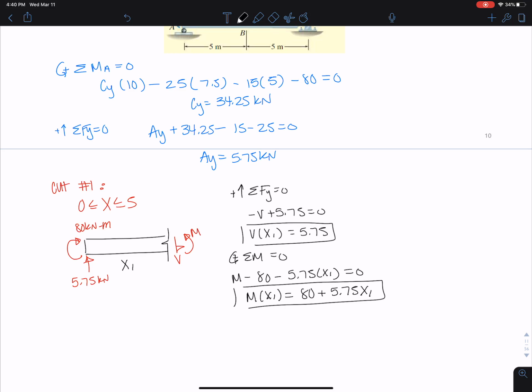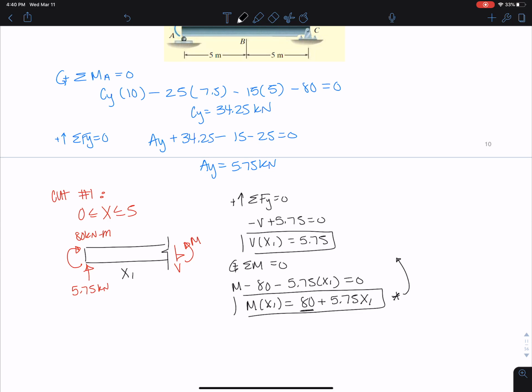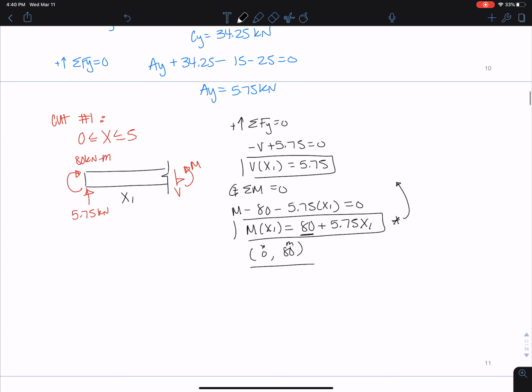Okay, and again, you can see I can just take the derivative of this and get shear, but I can't take the integral. Well, I can take the integral, but you see I have to look at the initial condition that at x equals 0, I have a moment of 80. So I'll show you what that looks like. Let's say I just wanted to solve for shear, and I want to take the integral of V of x dx, and that's just the integral of 5.75 dx. I'm going to get 5.75 x1, but I have to add that plus C in.